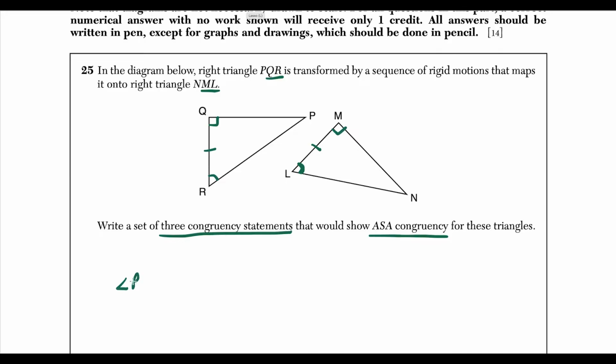I would have angle R is congruent to angle L. And then we have QR, so side QR is congruent to side ML. And then last we would have angle Q is congruent to angle M. So here's our set of 3 congruency statements, and this would establish angle-side angle congruency.